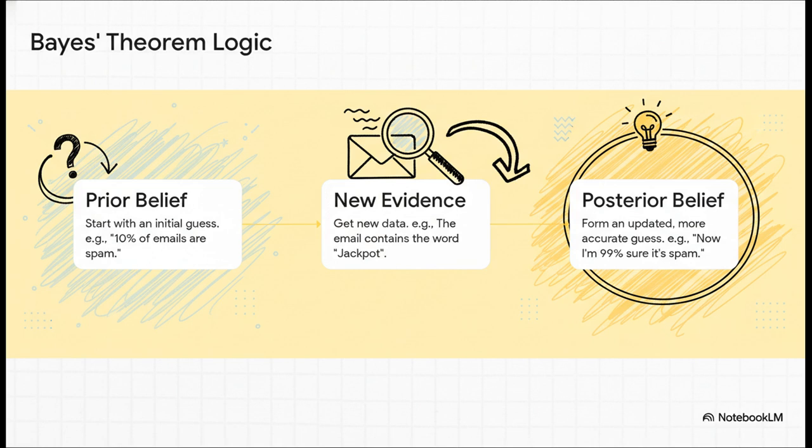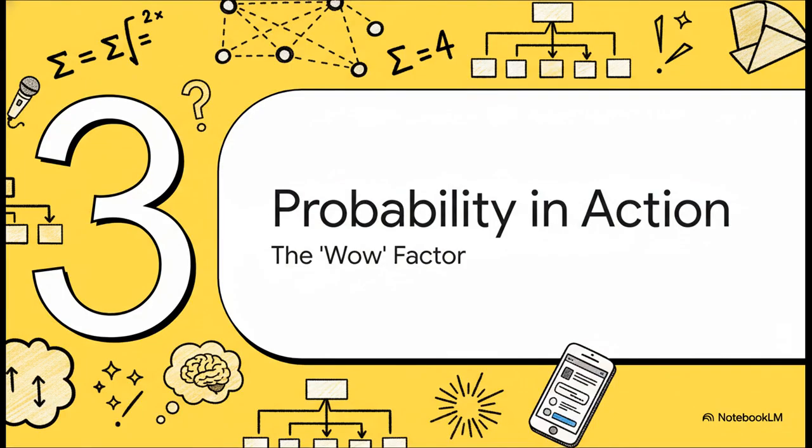This simple loop, prior belief, evidence, updated belief, is literally the mathematical formula for learning from experience. Now, this isn't just some abstract theory we talk about in a lab. This way of thinking is what powers some of the most mind-blowing AI you use every single day. Let's dig into how this language of maybe creates that wow factor we all see.